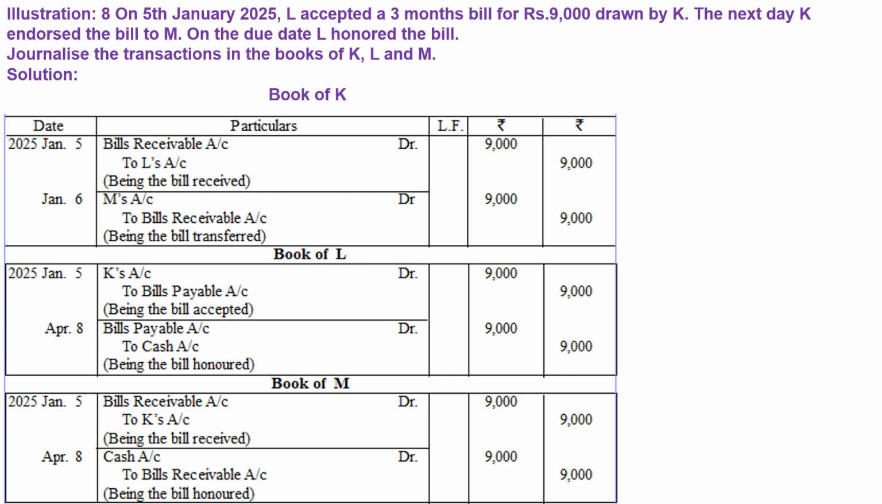Illustration 8. On the 5th of January 2025, L accepted a 3-month bill for 9,000 rupees drawn by K. The next day, K endorsed the bill to M. On the due date, L honored the bill. Journalize the transactions in the books of K, L and M. Solution. Journal entries are presented here.